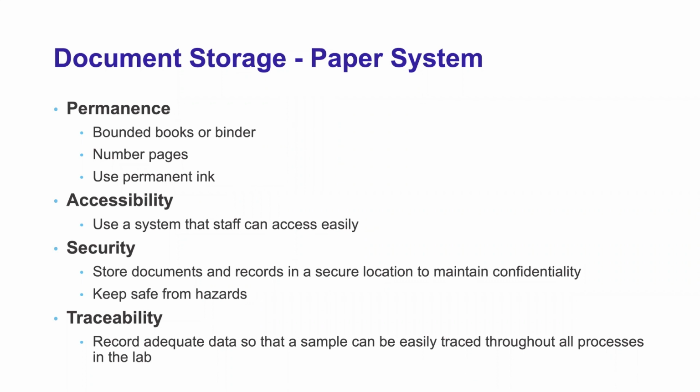And then traceability is really important. I think that kind of goes back to that worksheet I just explained. You want to make sure that you create a record system that allows you to collect adequate data, so that if there's a problem, you can go back and easily trace it throughout all the processes in the lab and figure out what went wrong.